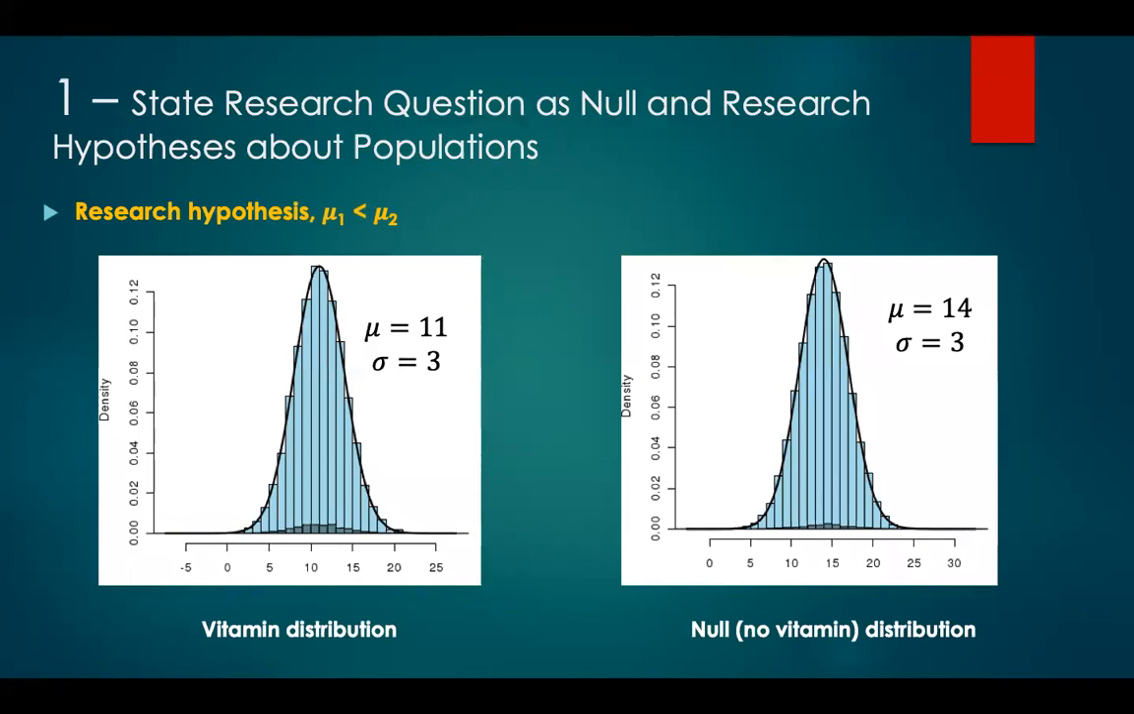And this is what it would visually look like. So again, our research hypothesis is mu1 is less than mu2. So here is our vitamin distribution, the distribution of babies who receive the vitamin. And notice that their walking age is earlier, mean equals 11, and a standard deviation of 3. And here is the null distribution, the distribution of babies who did not receive the vitamin. And notice their mean walking age is higher at 14 months with a standard deviation of 3. So this is a visual representation of our research hypothesis, that the vitamin distribution will have a lower mean than the null distribution.